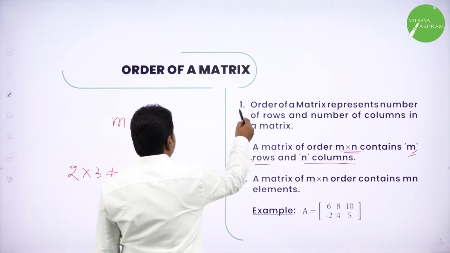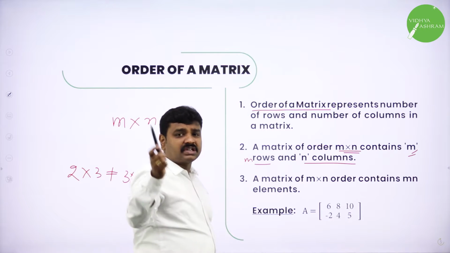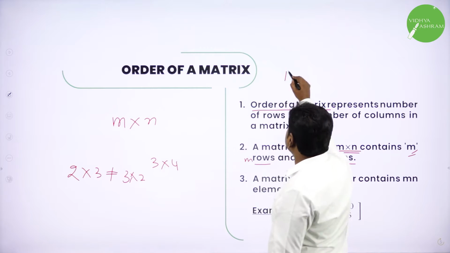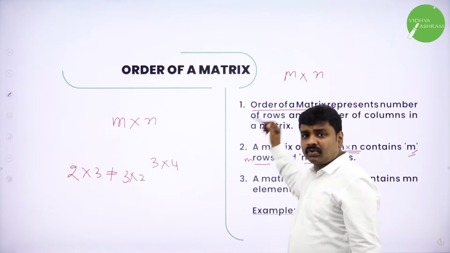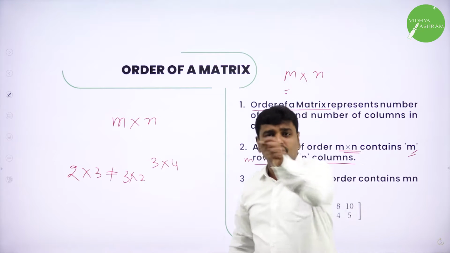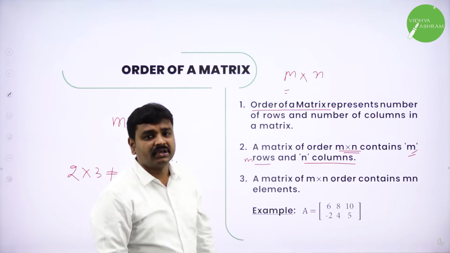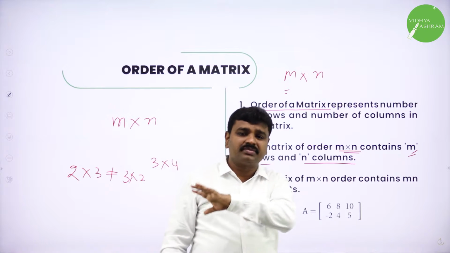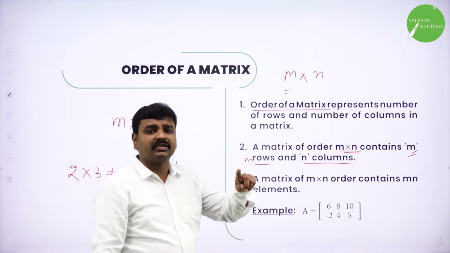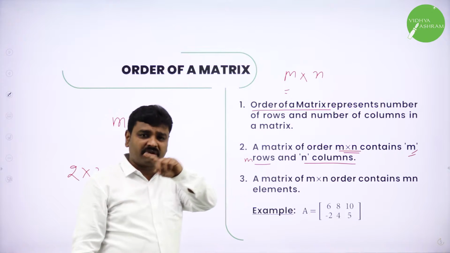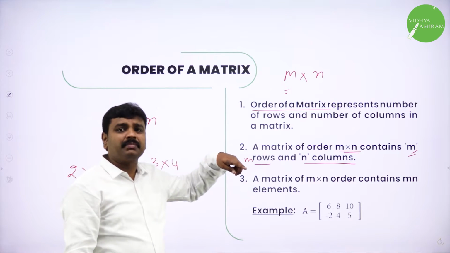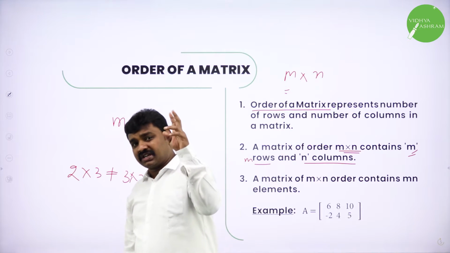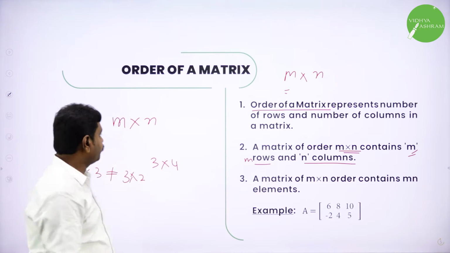What is meant by order of a matrix? Order of a matrix represents number of rows and number of columns in a matrix. How to read this? We read this as m cross n. What does m stand for? M means number of rows. N means number of columns. First I taught you what is matrix. Rectangular arrangement of elements in rows and columns is a matrix. What is order of a matrix? Order of a matrix represents number of rows and number of columns. If I say 2 cross 3, the matrix contains 2 rows and 3 columns.